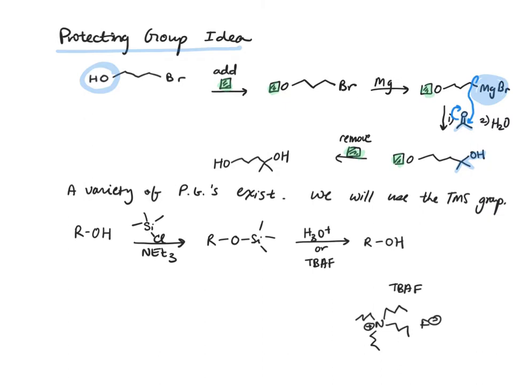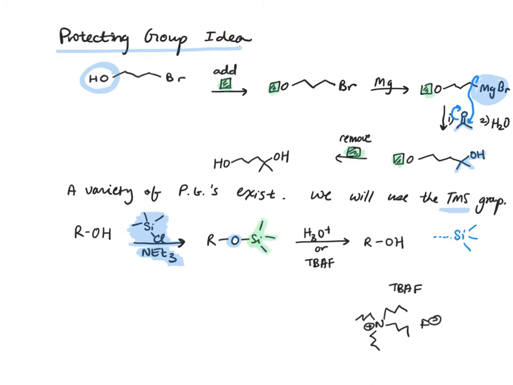A variety of protecting groups exist. We're going to use what's called the TMS group, which is the same as Si methyl methyl methyl. That's the TMS group. To introduce this to an alcohol, you want to use the reagent TMS chloride, and that needs to be accompanied by a base, which in this case is triethylamine. Those sets of reagents give you the oxygen atom that's now protected with the silicon and three methyl groups.